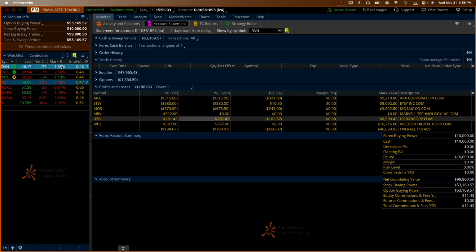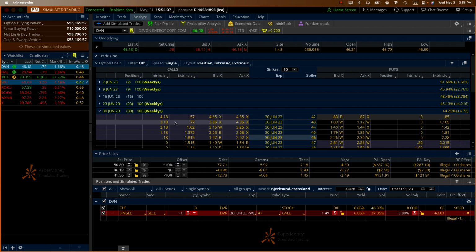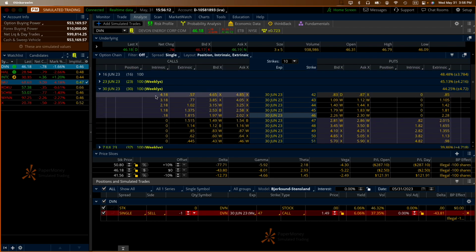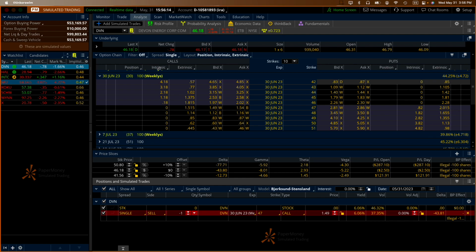Click on the item and go to the Analyze tab. And here we are going to look for the 30 days. So June 30th is the closest thing. And then look at the intrinsic and extrinsic value. Here the intrinsic value is 0 and the extrinsic is 1.5 for the June 47 strike price. And here you have it.